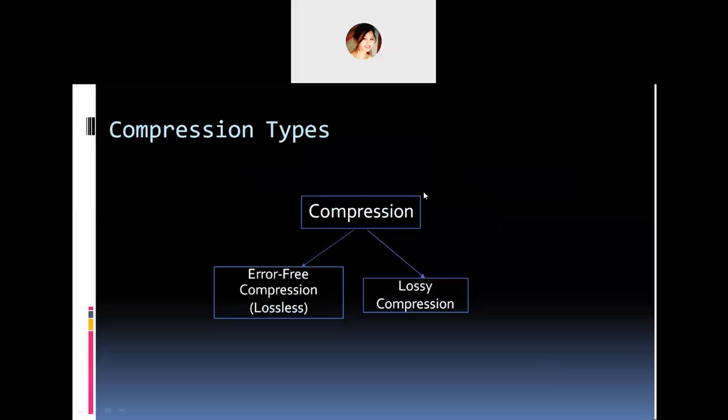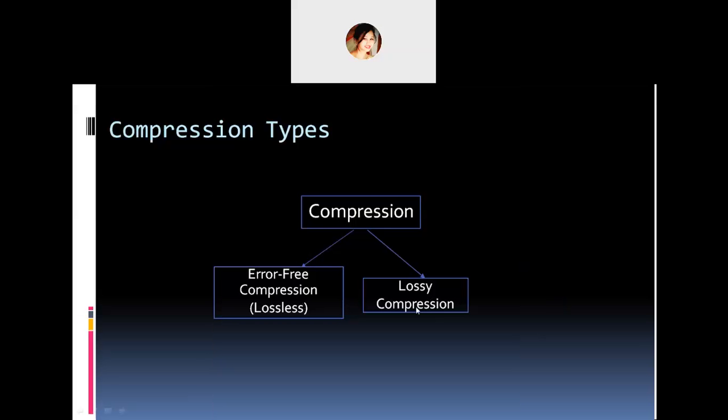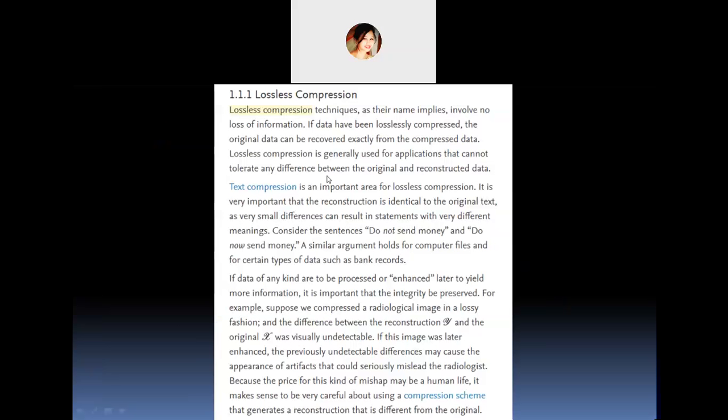Okay, so image compression models, we have two types. One is error free compression, that is also known as lossless, and one is lossy compression. Then, what is lossless compression? That is error free or lossless compression. So in lossless compression, what happens? As the name implies, there is no loss of information.